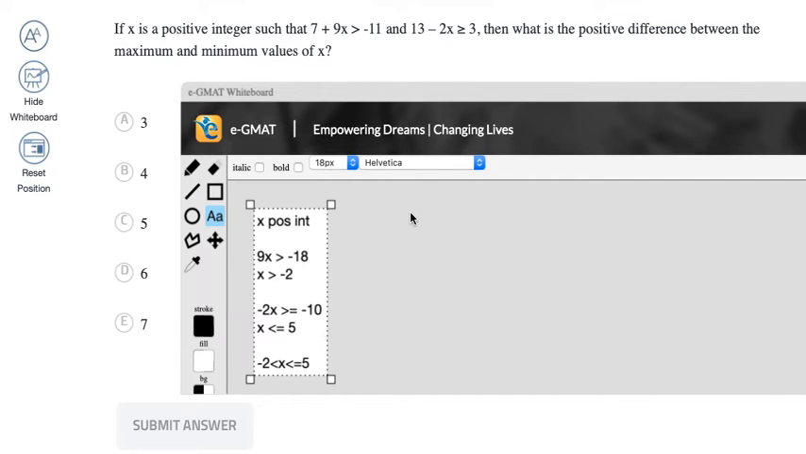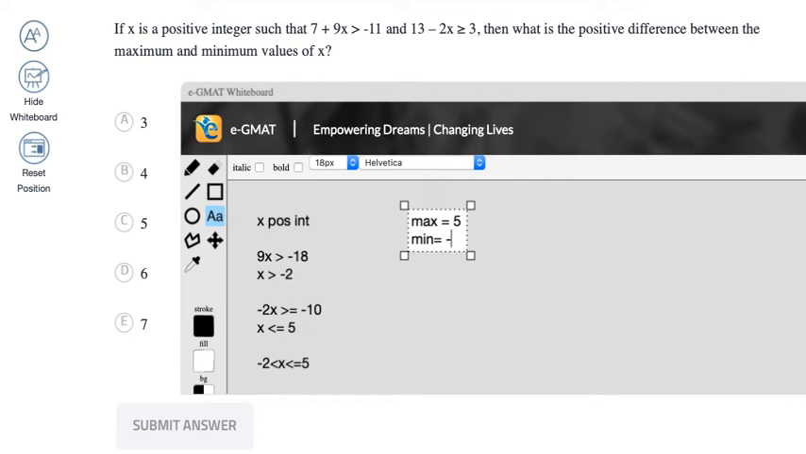Now finally, let's read what they want. They're saying what's the positive difference between the maximum and minimum values of x. Okay, maximum value first. Well, you see x is less than or equal to 5. The maximum therefore is 5, right? Now about the minimum value. So minimum here, x is greater than negative 2, but it's an integer, so minimum should be minus 1, right?